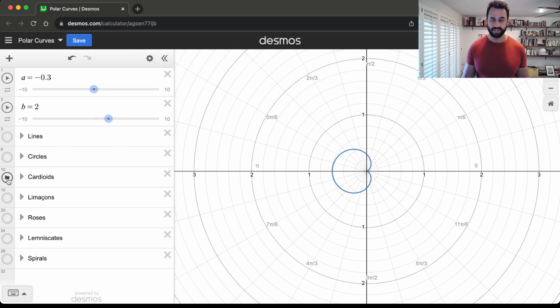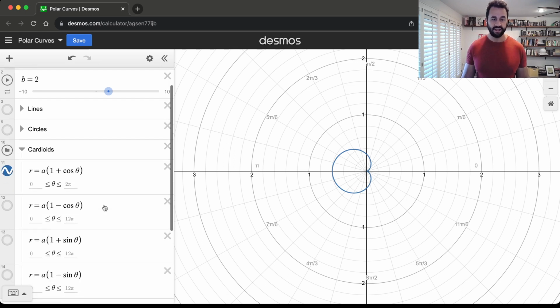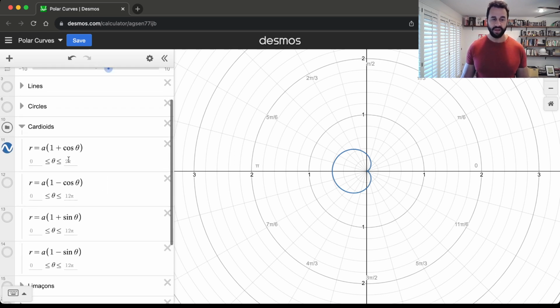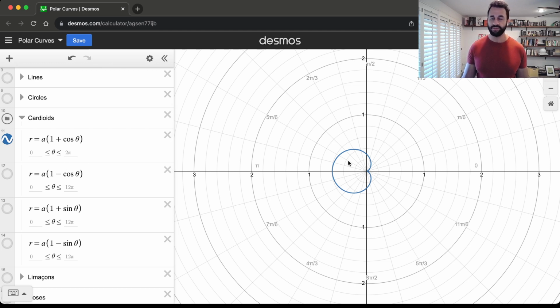Now let's look at cardioids. So here are cardioids, and these are the different equations for them. Cardioids are called as such because they're kind of heart-shaped. And again, like I mentioned briefly, if you are into audio engineering or have worked with setting up microphones or sound equipment, cardioid microphones are specifically called that because they have this pickup pattern. You put the microphone right here at the pole, and this is the region that it can detect.